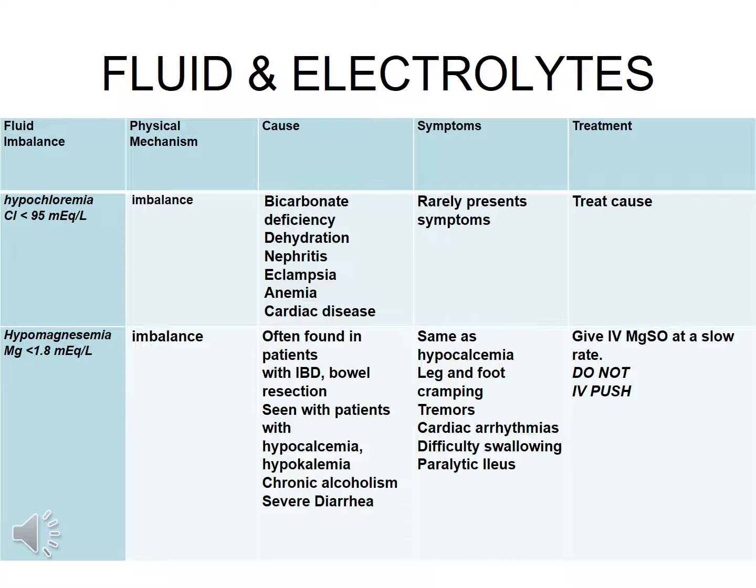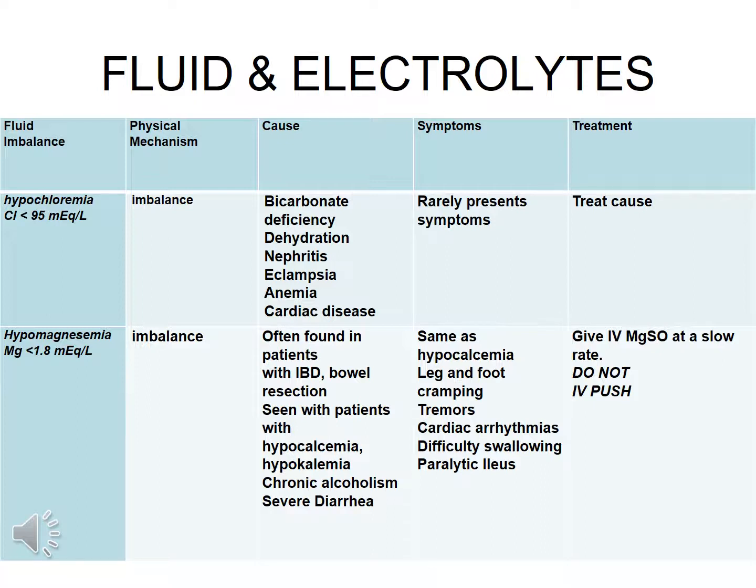Individuals that have hypochloremia, which is not enough chloride. This fluid and electrolyte imbalance can be caused by bicarb deficiency, dehydration, nephritis, eclampsia, anemia, cardiac disease. Unfortunately, it rarely presents symptoms. We usually find it on a lab result. And then what we do is we treat the cause of what's causing the low level of chloride.